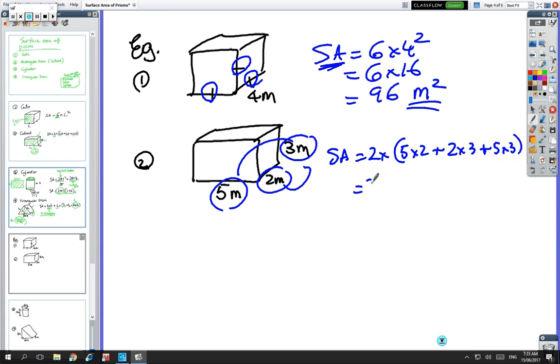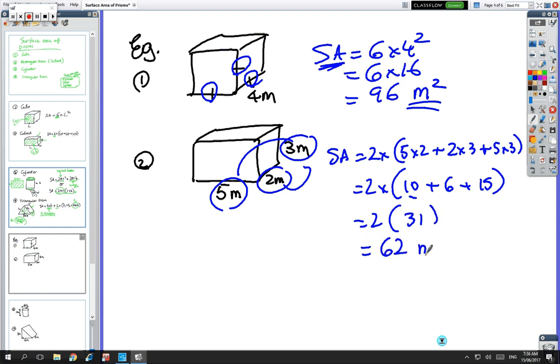Okay, so we've got 2, and again, you just do this on your calculator. I'll just do it the long way. So we've got 16, 31. So the answer is 62. And again, square units for area. Okay, so copy that and come across if you need to.